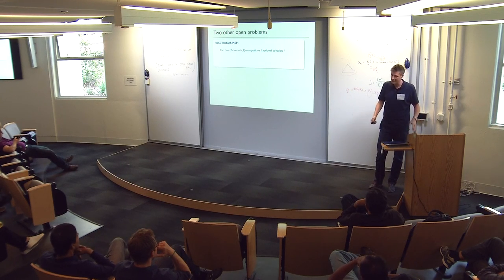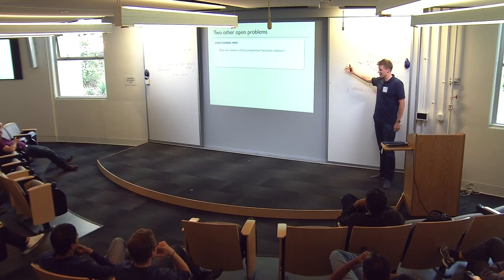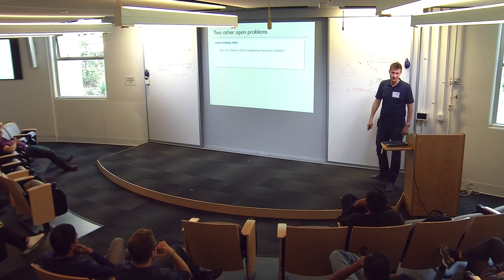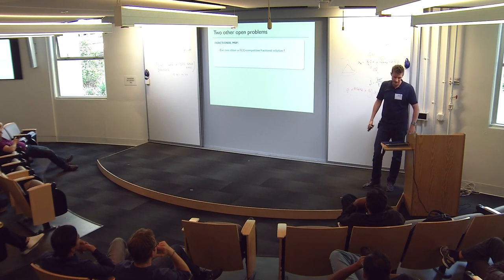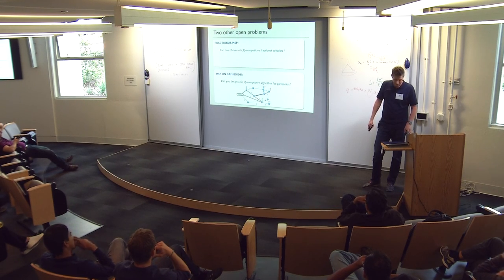This should be easier. The uniform matroid, for example, is trivial. Just take each element with 1/2, and it's a feasible solution. But we don't know how to do this. And then there's the gammoids I talked about in the beginning. Okay, so thank you.